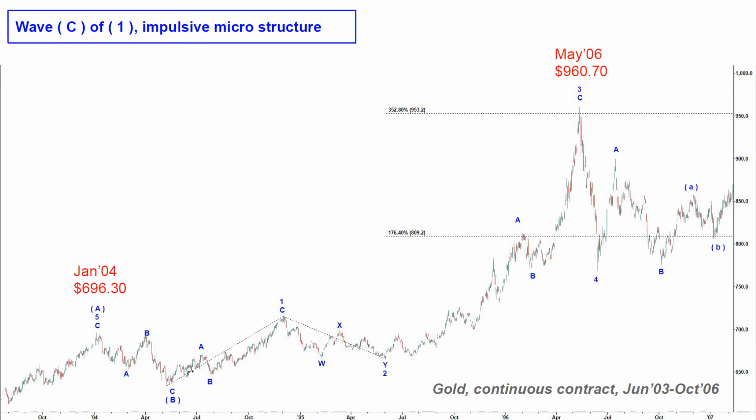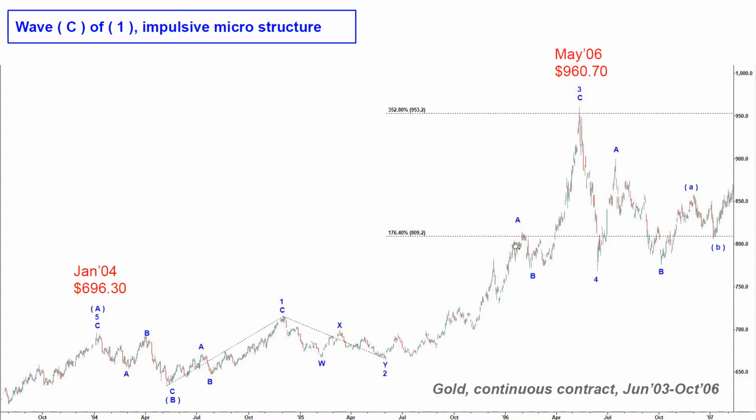Let's continue counting. ABC of 1, WXY of 2, and the heart of the rally, the strongest part of the rally in wave 3, subdivided in A of 3, B of 3, C of 3, topped at $960 in May 2006. Now I want to show you some magic with numbers. To be able to predict where wave 3 may top, you measure wave 1 and you project it from the bottom of the corrective wave 2 up.